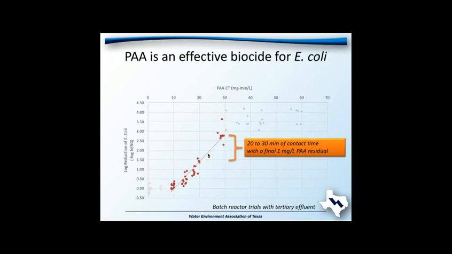For instance, the regulation of 126 CFUs in Texas would typically require about a 2 log disinfection of E. coli to meet that regulation. And that can be achieved within 20 to 30 minutes of contact time if you have a final 1 milligram per liter residual of peracetic acid. This is all based on batch reactor trials in tertiary effluent.